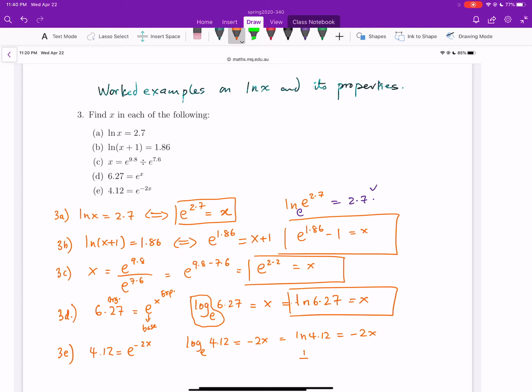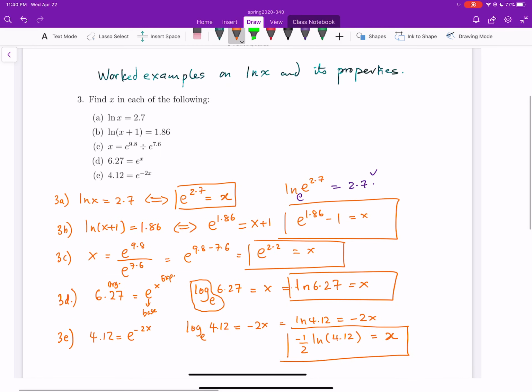x is going to be negative 1/2 ln 4.12 is equal to x. So there you have it. All right, so it's just a matter of switching to exponential form when you have a log expression, and switching to log form when you have an exponential expression, to see if that's going to help you resolve that x that you're trying to find. I hope this is helpful as you work through your problems on homework or the worksheets.